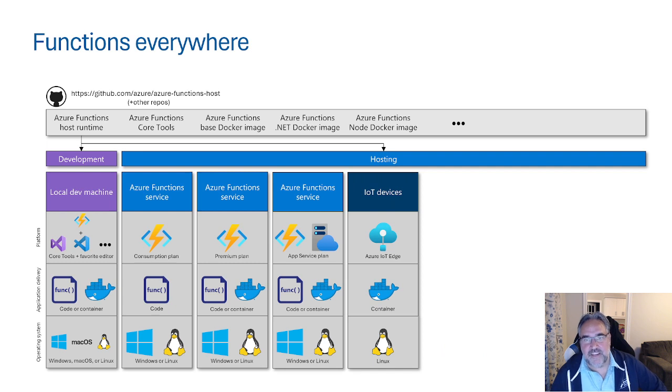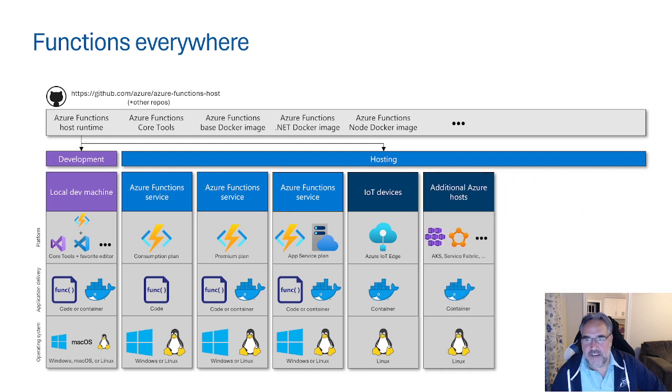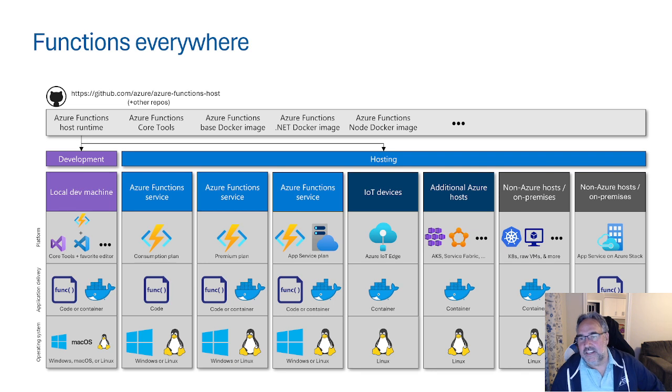Outside of Azure, you can run functions on IoT devices like Raspberry Pi. Additional hosts can be AKS. And then you also have the non-Azure hosts, so you can run it on VMs on-prem. You can run it in another stack if you want, or even on the Azure stack.